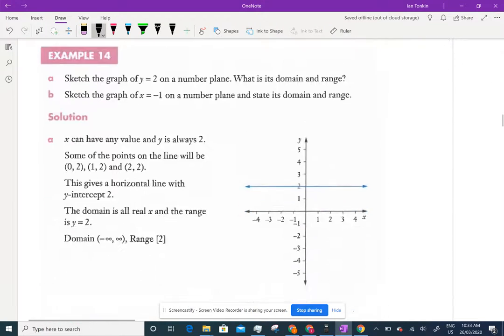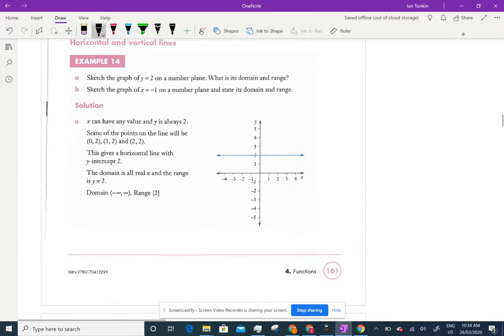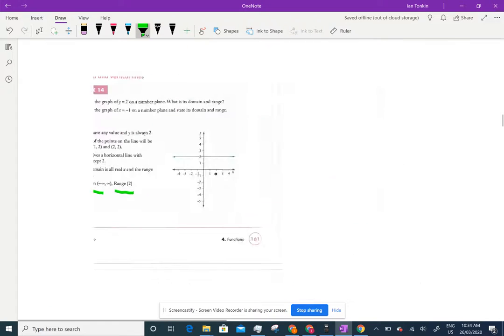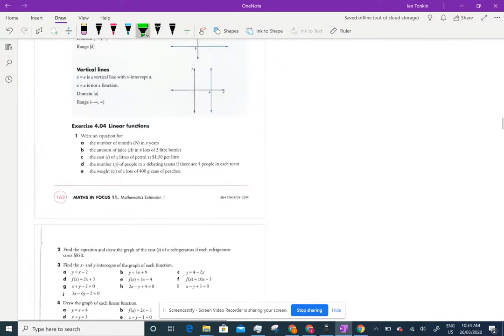Okay, so here we go. And you can see there, there's the line y equals 2, and the domain is negative infinity to infinity, it can be any real number, but the range, it'll always be equal to 2. Okay, so let's go and have a go at some of these other questions.